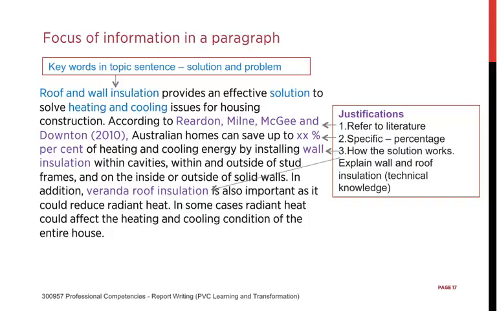It explained the wall and roof insulation and provided the technical knowledge. So it gave an explanation of how it worked. This was in addition, veranda roof insulation is also important as it could reduce radiant heat. So it discusses the technical knowledge of radiant heat. Try to think of these topic sentences and then the justification behind your paragraph when writing your report.